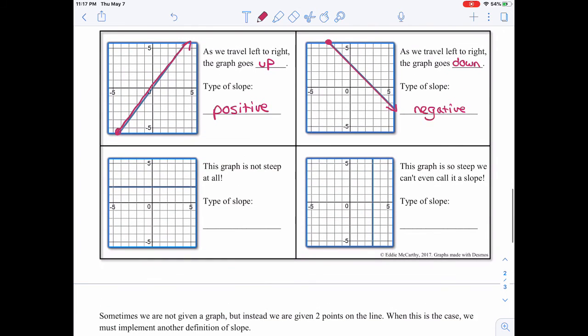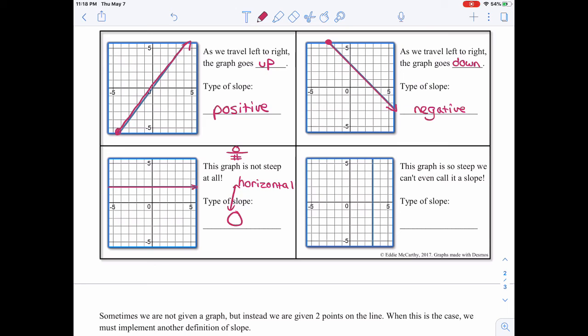And here we have, this graph is not steep at all. Clearly we have a horizontal line here, okay? So I'm going to write that out. That's our horizontal line. So we're never actually rising. So basically we have a 0 over some number, okay? So our type of slope is just going to be 0 here, okay? Any horizontal line, this is the case, okay?